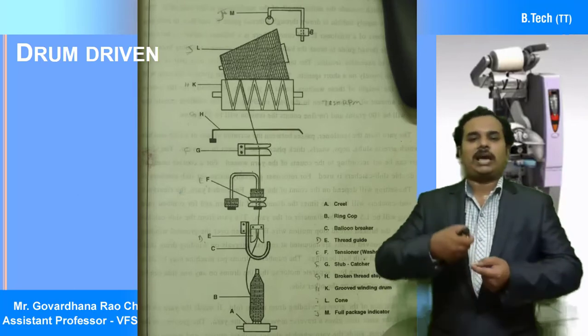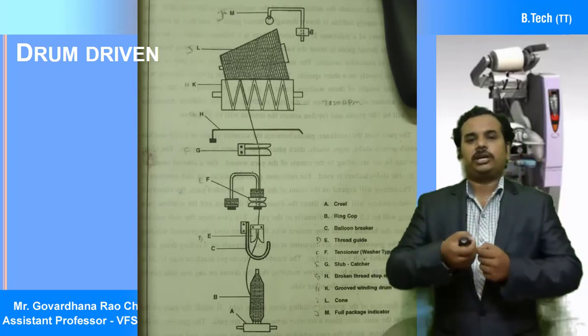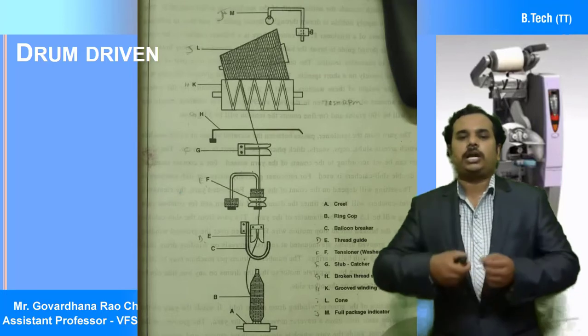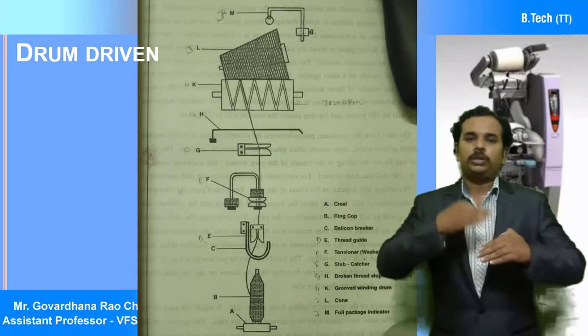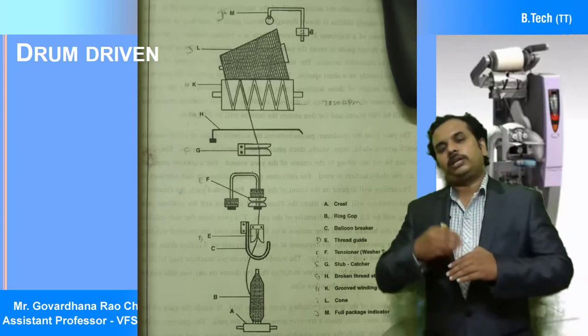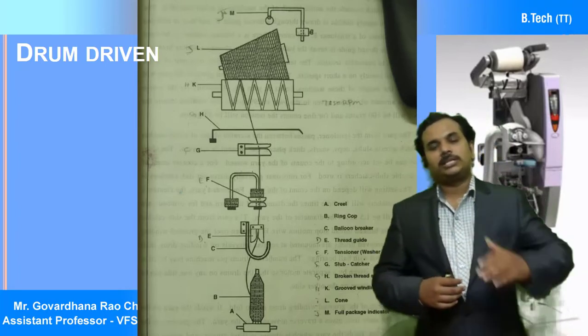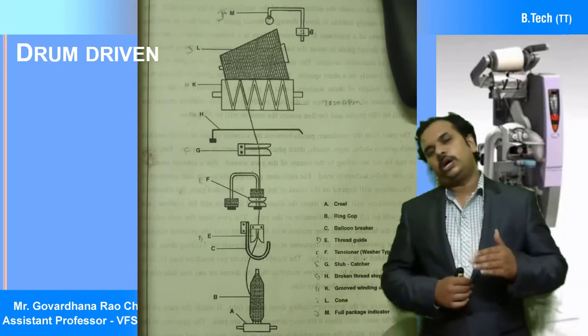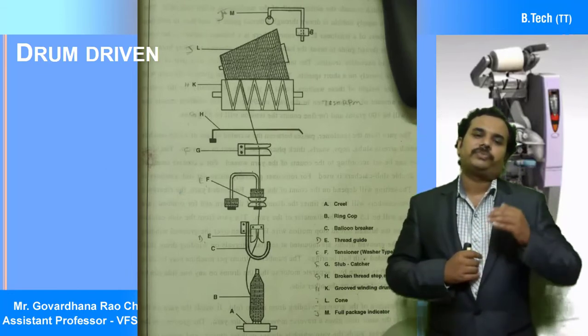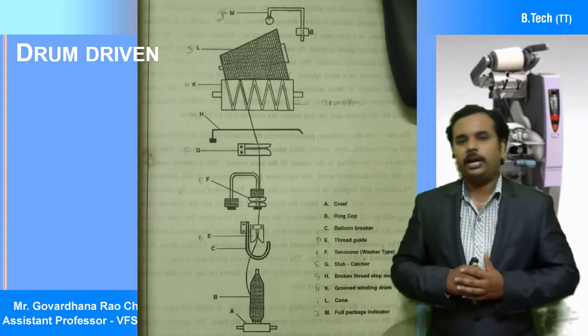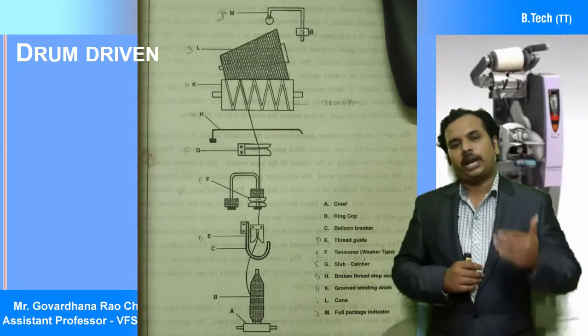After the thread guide we have a tensioner. After the tensioner, this yarn is going to pass through the clearer. So there is a clearer above the tensioner. This clearer is going to remove the objectionable faults from the yarn. After this the yarn is going to be wound because the drum is driving.